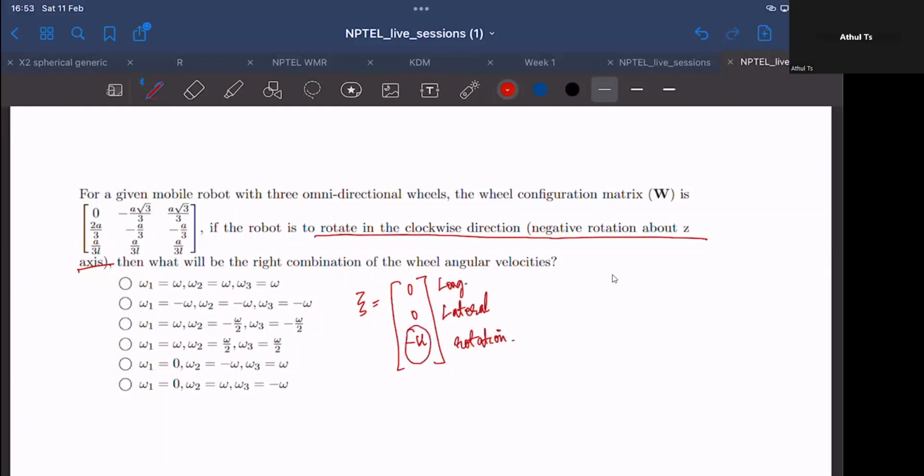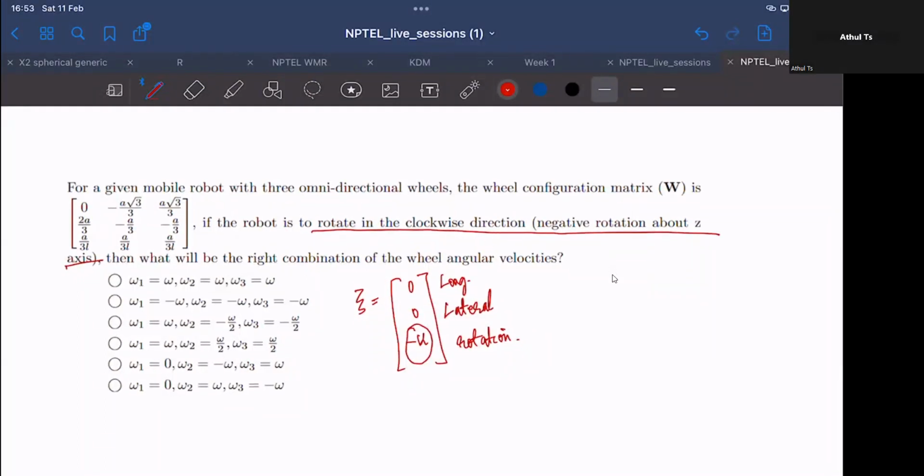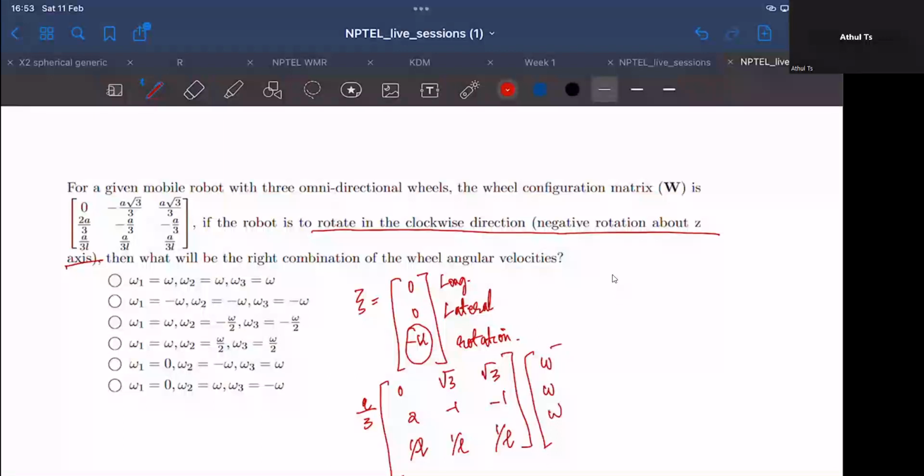So again, what is the right combination? That's what the question asks. If we simply take out each of these options, minus root 3, 2, minus 1, 1 by L, 1 by L, 1 by L. So if we take the first option, omega, omega, omega, and expand this matrix, what would we get? We'll get negative root 3 omega plus root 3 omega. So this will be 0.